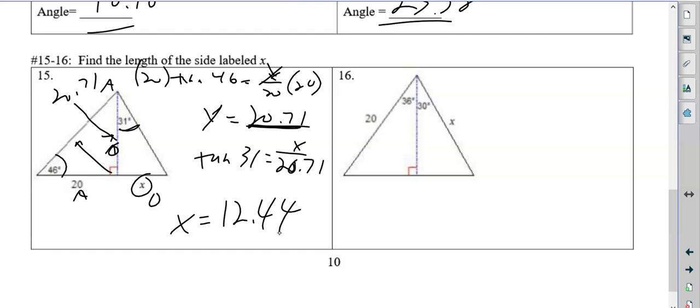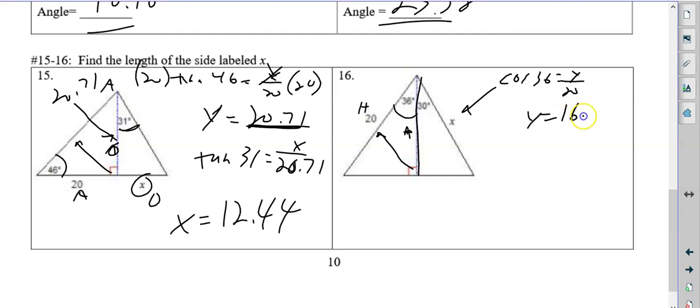Okay. So again, we're trying to get over here. We got a baby step. We got to find this line first. Okay. So based on 36, we have the hypotenuse. This is the adjacent. So that's cosine of 36 is equal to adjacent, which is this one, over 20. So again, we just type in our calculator, 20 times cosine of 36, and we find out that y is equal to 16.18.